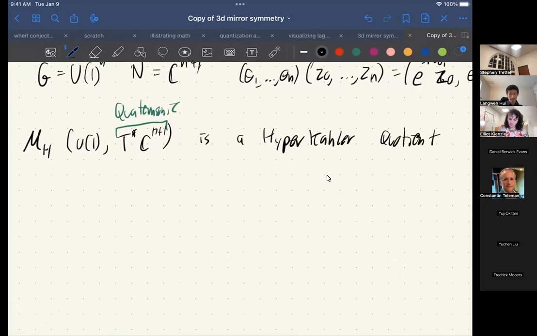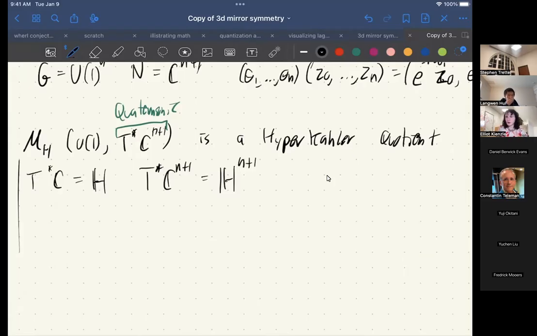First let me say why this is quaternionic. It's because T star of C, I should think of that as a four-dimensional space. What else is a four-dimensional space? The space of quaternions. So if we choose some coordinates, we can think of T star of this as being n+1 copies of quaternions. And this has three complex structures given by the I, J, and K of the quaternions, just the standard ones. So this is a hyperkähler space.